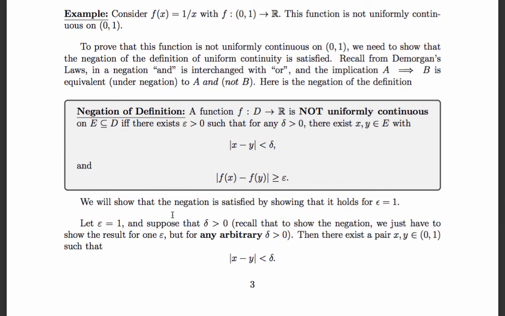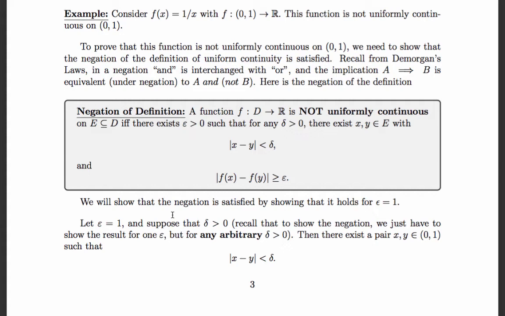Now let's consider a function that is not uniformly continuous. In other words, if I choose an epsilon, there's no delta I can choose. None, not a single delta I can choose that would guarantee that every single x and y within this delta guarantees |f(x) minus f(y)| is less than epsilon.